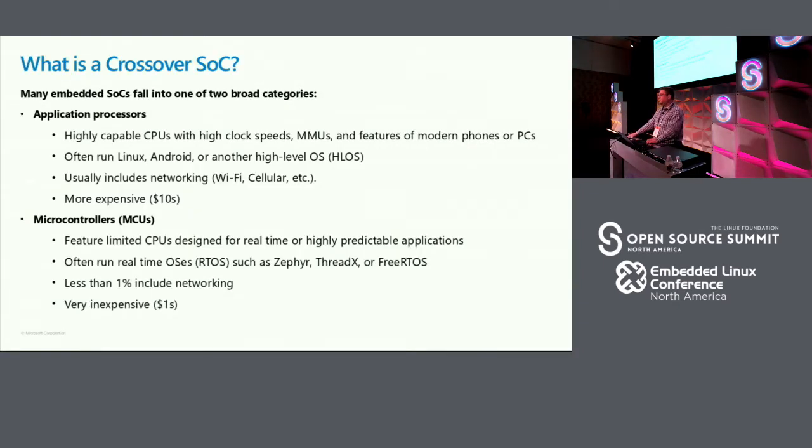So first things first, what is a crossover system on a chip? In general, with embedded CPUs and system on a chips, they fall into one of two broad categories today. So the first is application processors. In the ARM world, these are Cortex-A class CPUs.